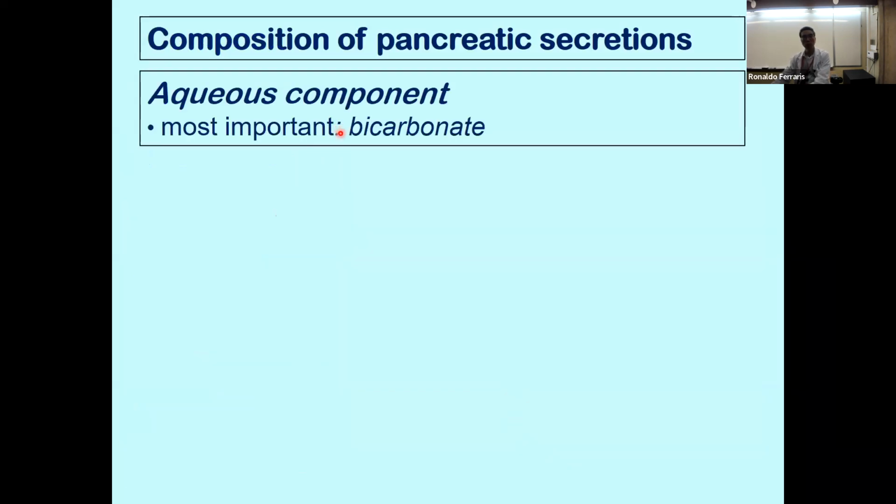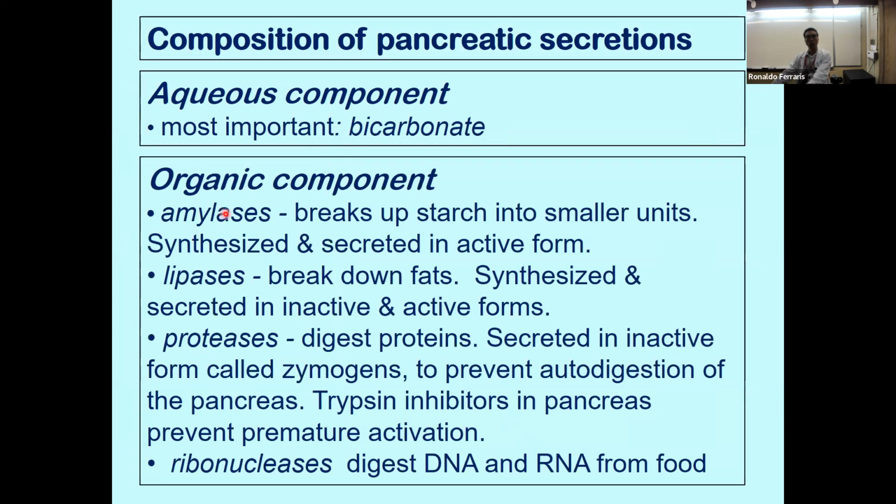The most important component is bicarbonate, and then we have organic components. We have amylases to break up starch, a carbohydrate. We have a variety of lipases to break down fats, a large variety of proteases to digest proteins, and we even have ribonucleases to digest RNA and DNA from food. So we don't waste anything. If we eat, we partake of the carbohydrate component, the lipid component, the protein component, even the nucleic acids. We eat that and we absorb those.